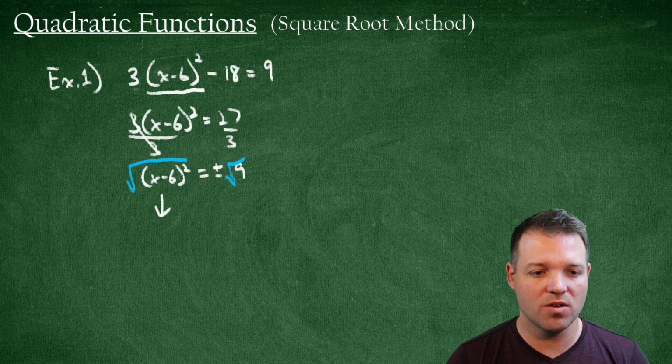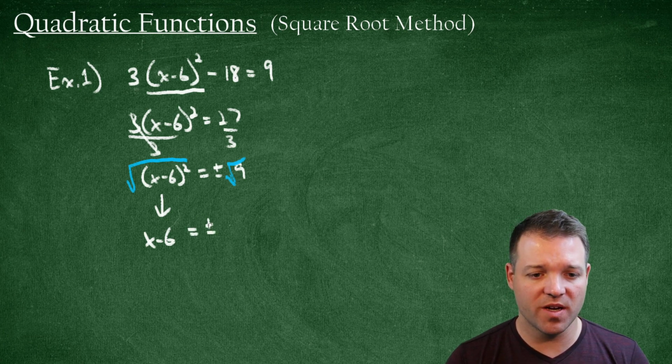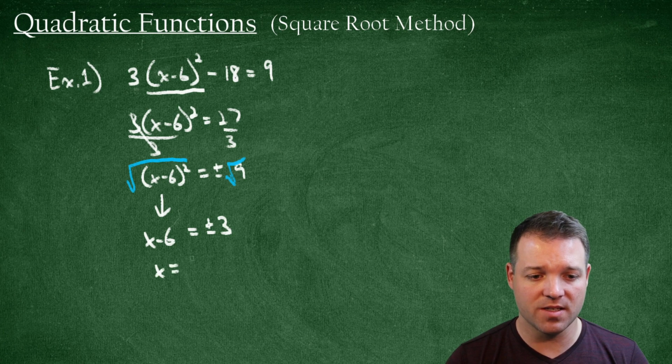So here we go. These are going to cancel each other out. The square root of something squared, well, the inside pops out, to get x minus 6 is equal to plus or minus the square root of 9, which is 3. Square root of 9 is 3, so plus or minus 3. Okay, now I'm going to add 6 to the other side. So I would say x is equal to 6 plus or minus 3.